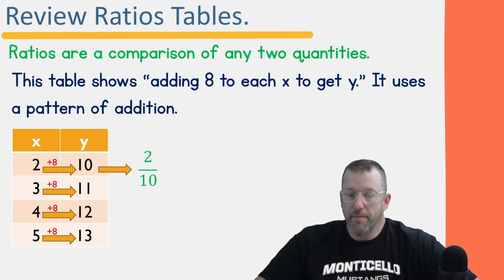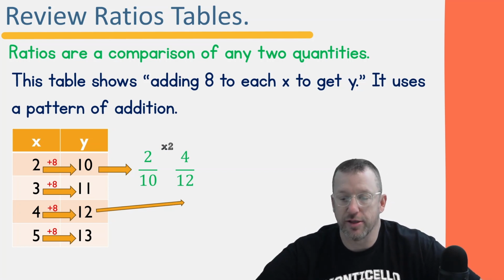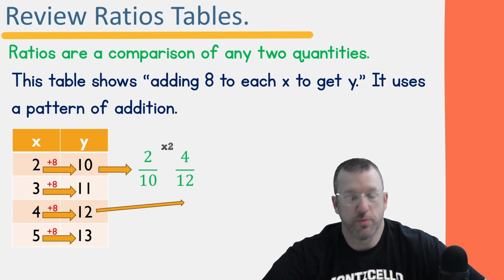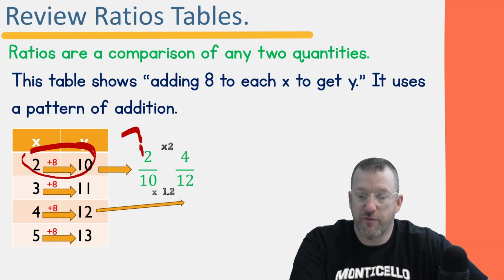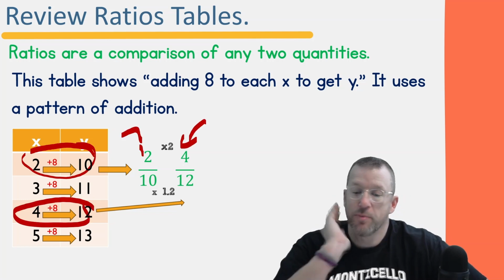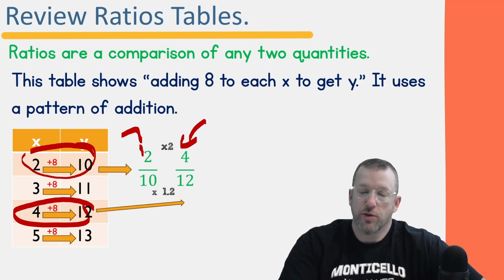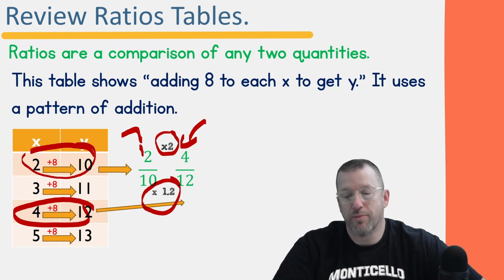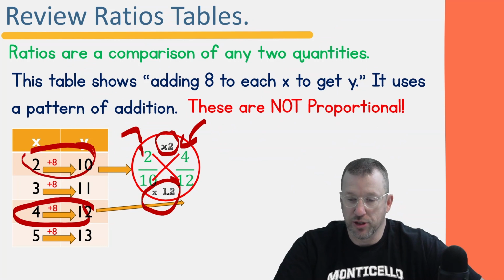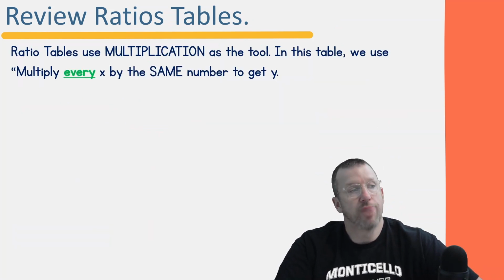So 2/10, 4/12. If we want to see if they are proportional, they have to be related to each other through multiplication. So we take this 2/10 and put it there, and we take 4/12 and put it there, and then we compare them. For them to be proportional, they have to be equivalent fractions. I multiplied the top by 2, and I multiplied the bottom by 1.2, which means they are not proportional. This would not work. Ratio tables use multiplication as the tool.